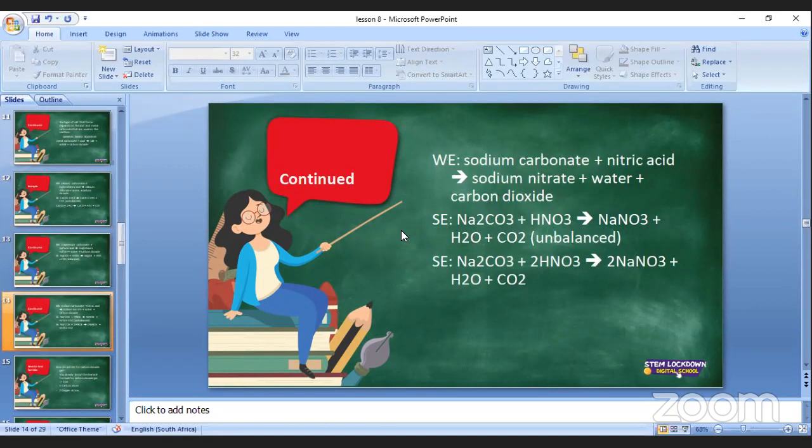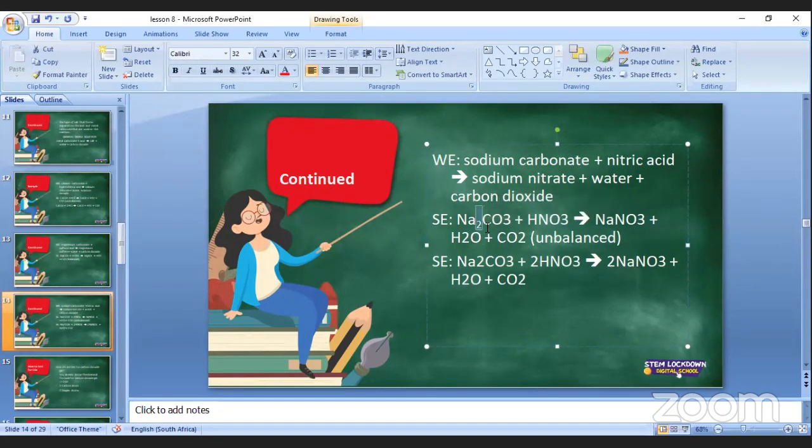Let us look at sodium carbonate when it's reacting with nitric acid, and then our products are sodium nitrate and water and carbon dioxide. So I want you to copy this one down and see how I balanced it. It is very important for you to know how to balance the equations, and it is also important for you to know the types of reactions and the types of products that we get. It is very, very important.